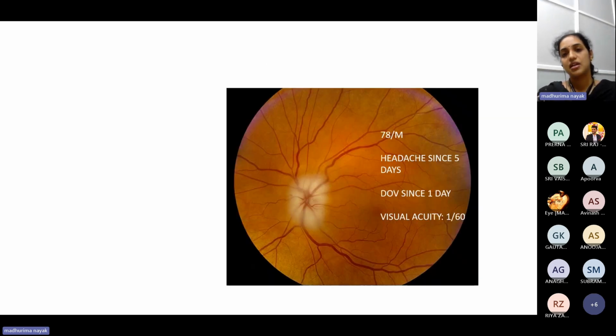Okay, next case, 78-year-old male, severe headache since 5 days, sudden loss of vision in left eye, right eye is absolutely normal, vessels are all right, visual acuity is 1/60. What will you do? Can you describe this edema?